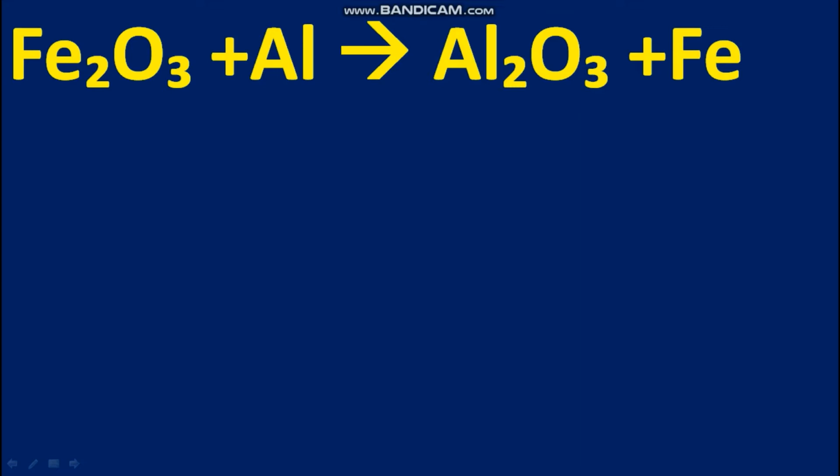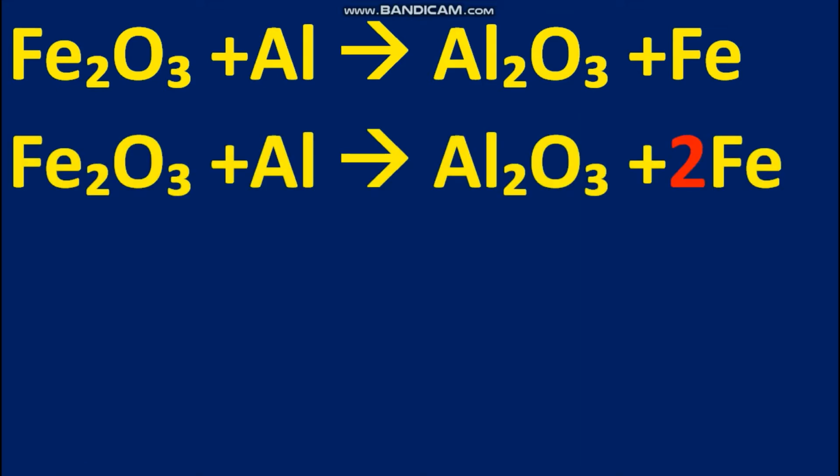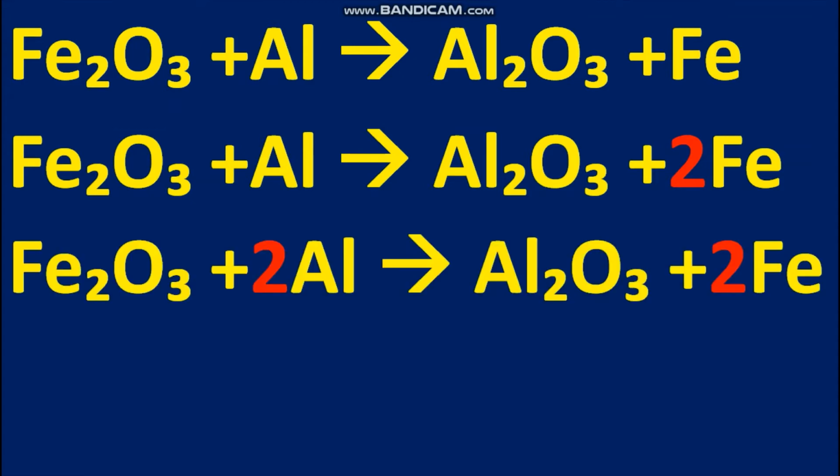On the left we have 2, but on the right we only have 1, and because on the right it's a single atom, we can just put a 2 in front of it and it's done. Now let's look at the oxygen. On the left we have 3, on the right we have 3, so that's balanced. That's good. And then we can look at the aluminium. On the left we have 1, on the right we have 2, but it's an individual aluminium atom, so we can just pop a 2 in front of it, and there we have a balanced equation.